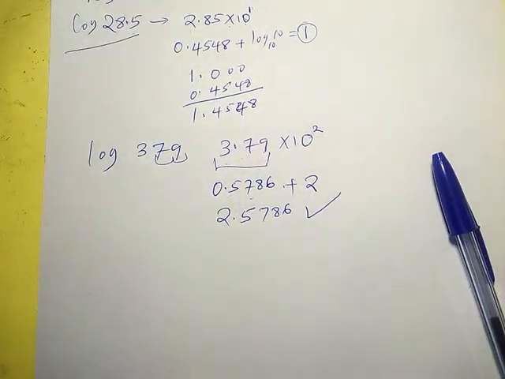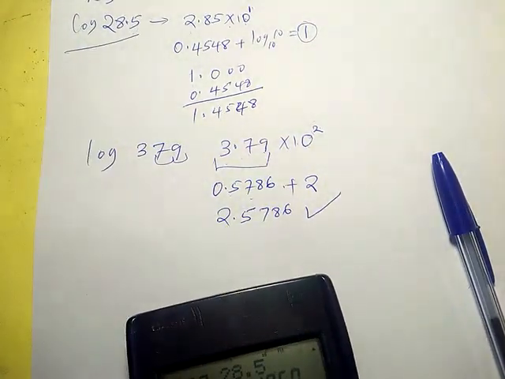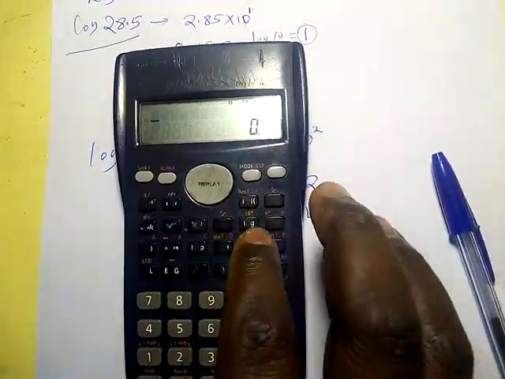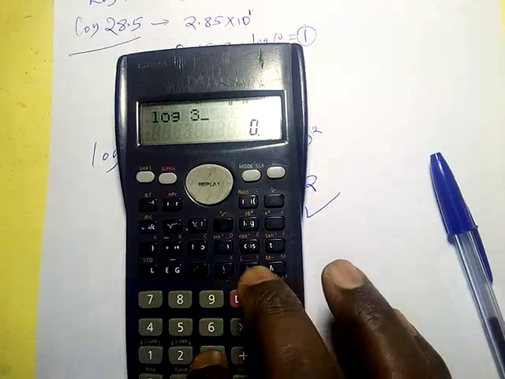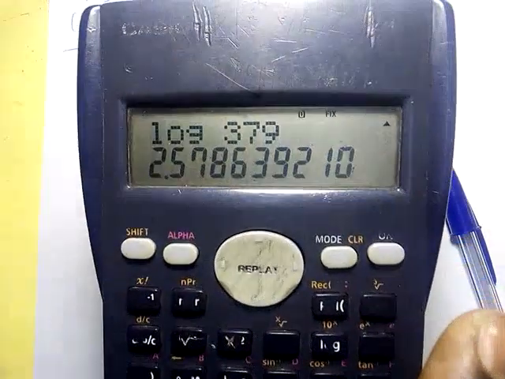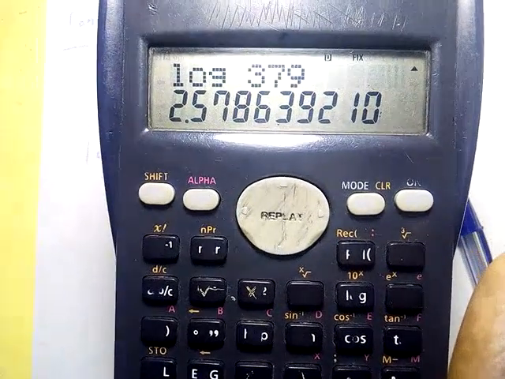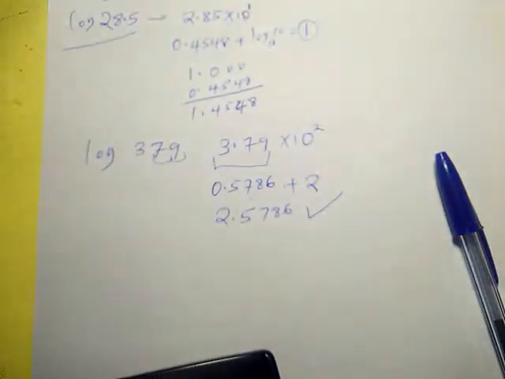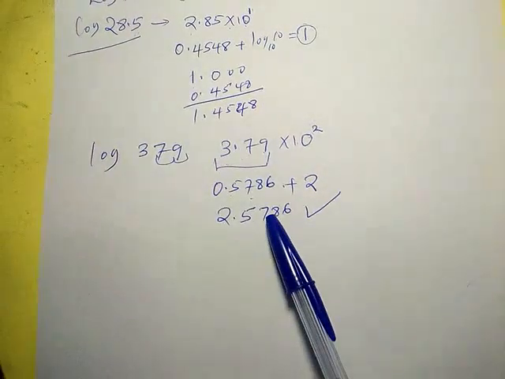So if you take your calculator, for example, and press directly the logarithm of 379, you delete this, log 379. The answer is what? 2.5786, the one we have from the table.